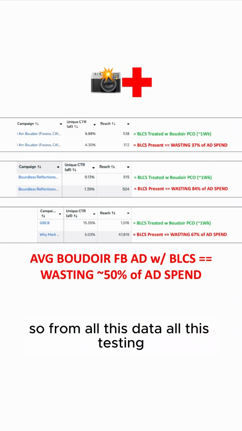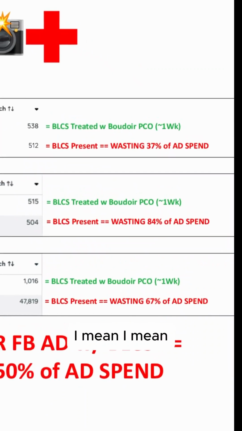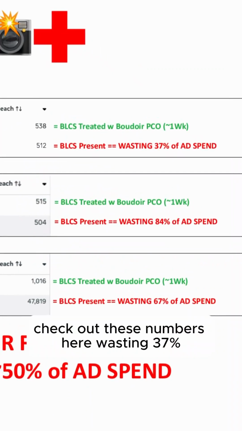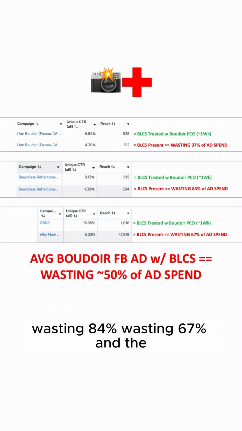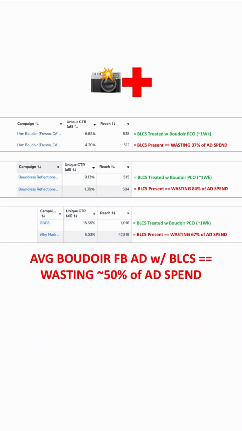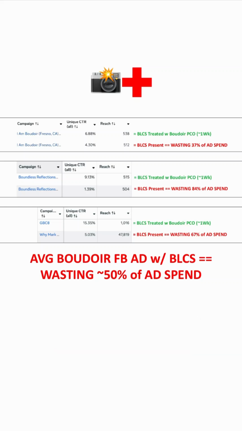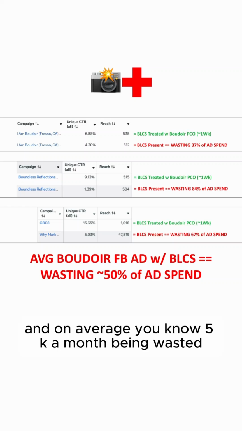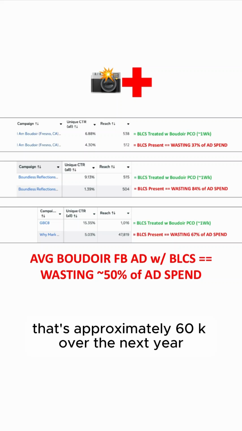So from all this data, all this testing, what I've seen is the average Boudoir Facebook ad with BLCS is wasting about 50% of its ad spend. I mean, check out these numbers here: wasting 37%, wasting 84%, wasting 67%. So if they're spending more than 10 grand a month on Boudoir Facebook ads, then on average, 5K a month is being wasted. They can eliminate that, put that back in their pocket. That's approximately 60K over the next year.